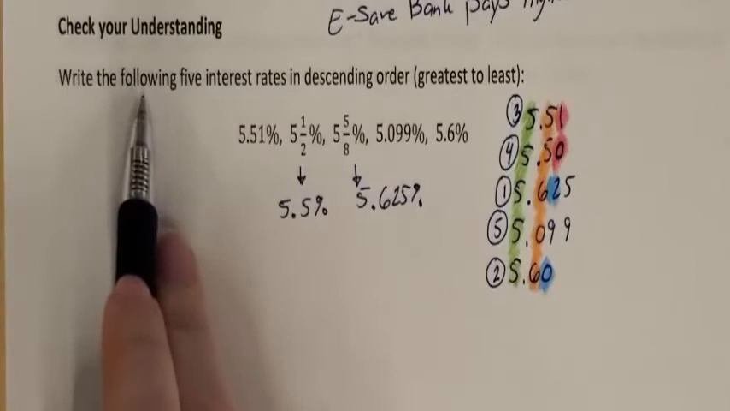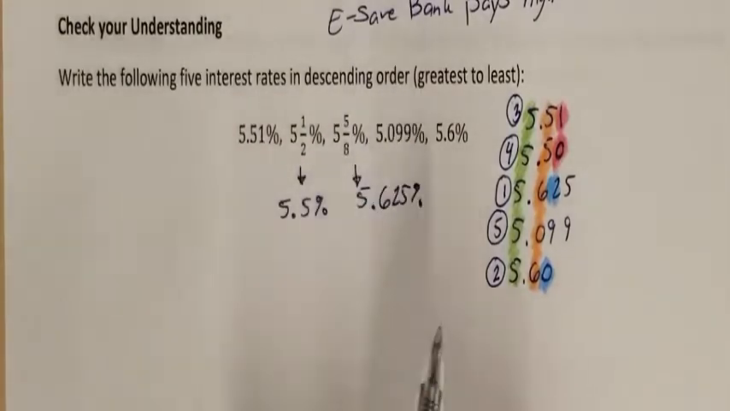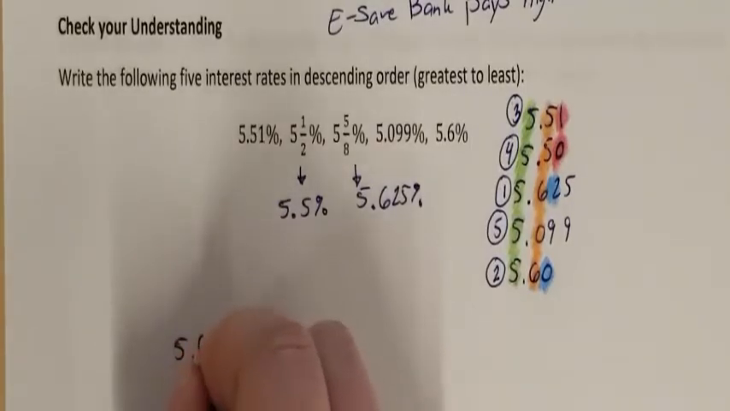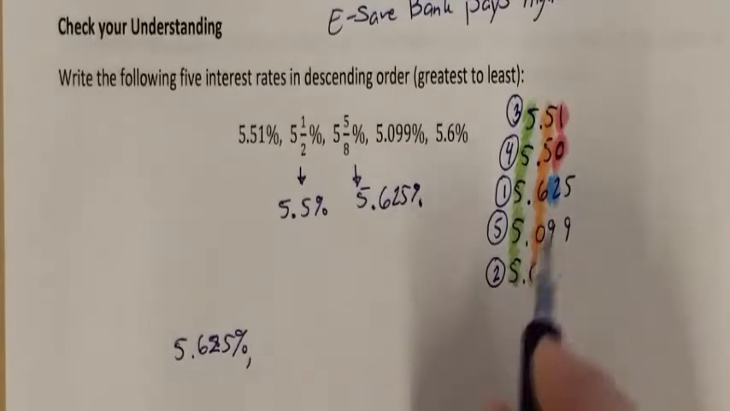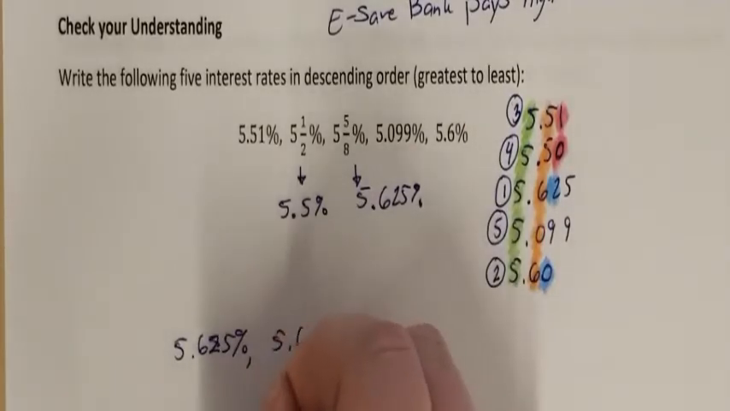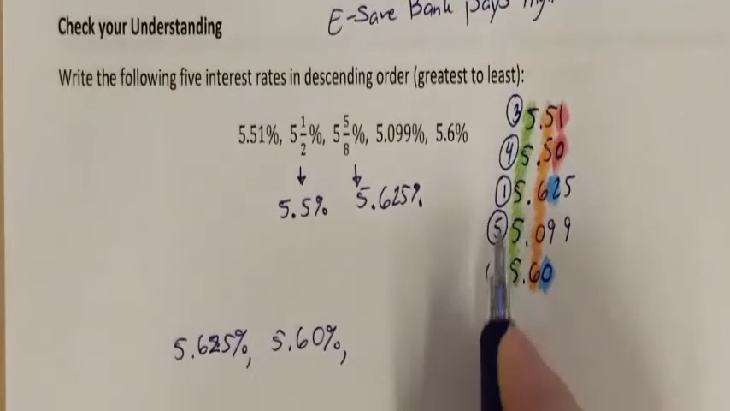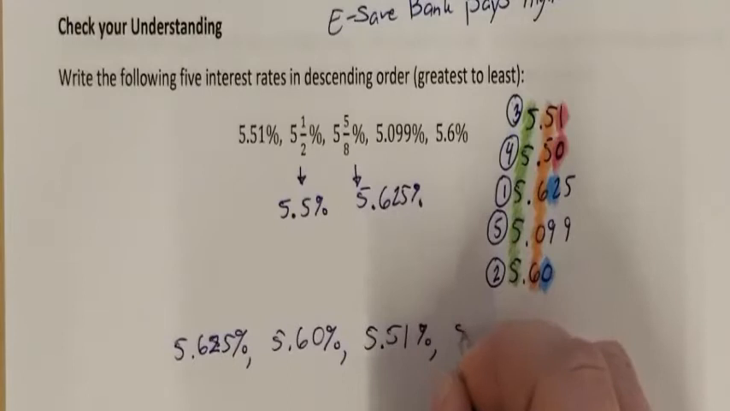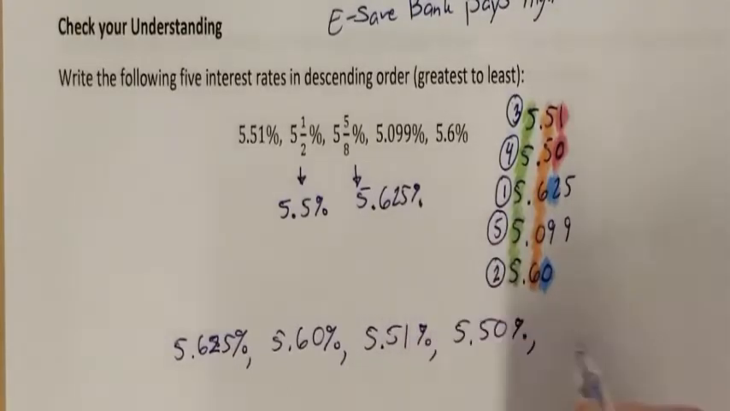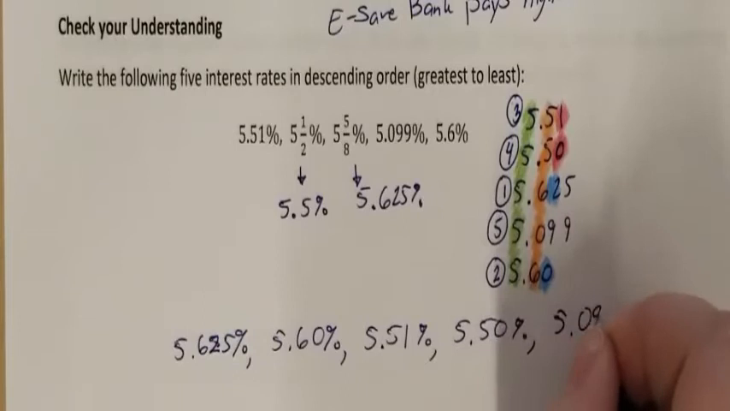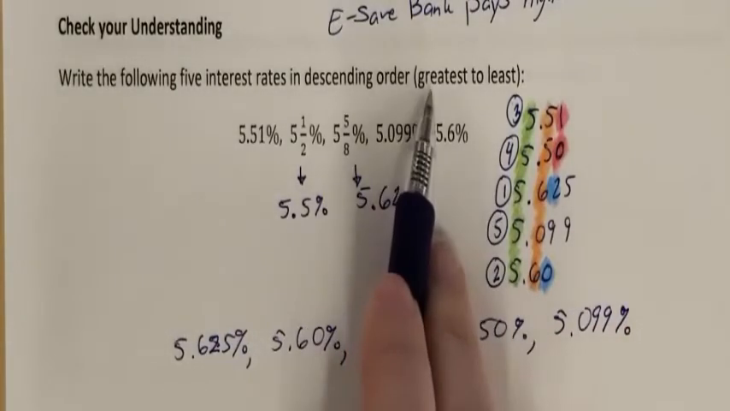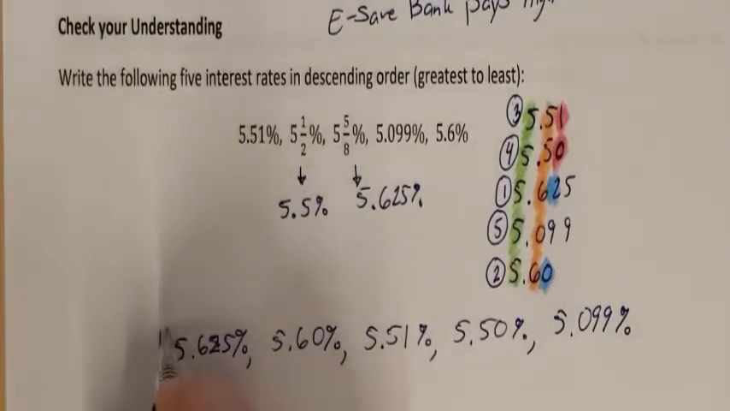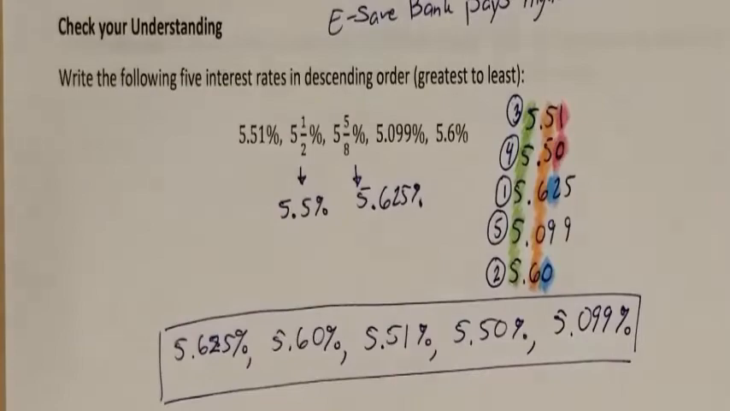So we were told to write the following 5 interest rates in descending order. My biggest one, place value number 1, was 5.625%. Next would have been place 2, 5.60%. Next would have been 3, 5.51%. Next would have been 4, 5.50%. Last one, 5.099%. They should be going down. So do I notice my numbers getting smaller? I do. So I wrote my answers in descending order.